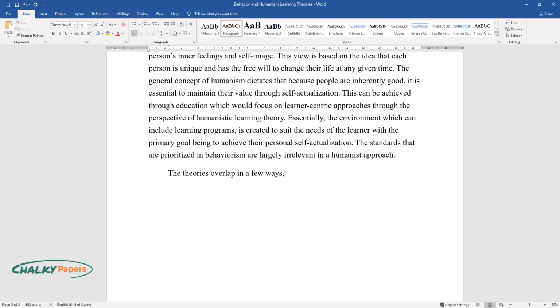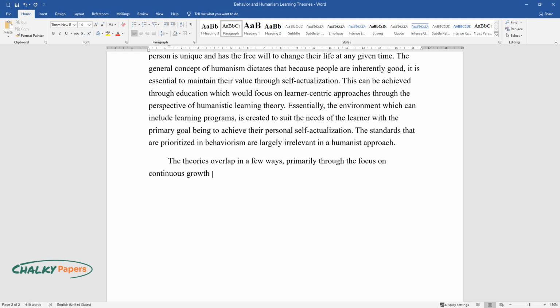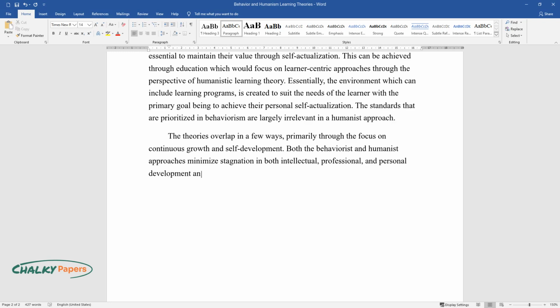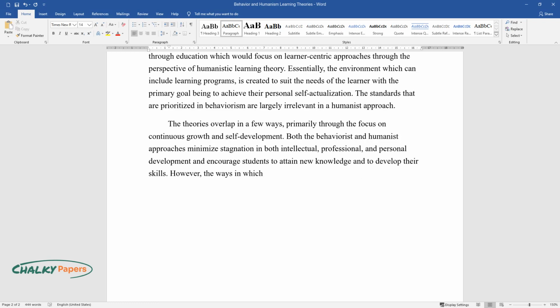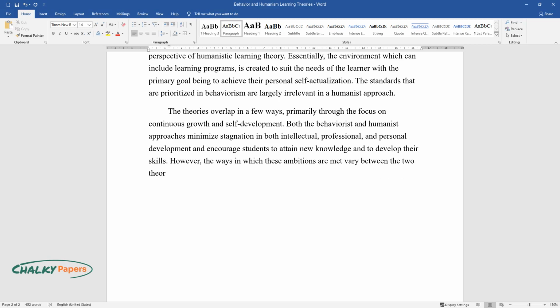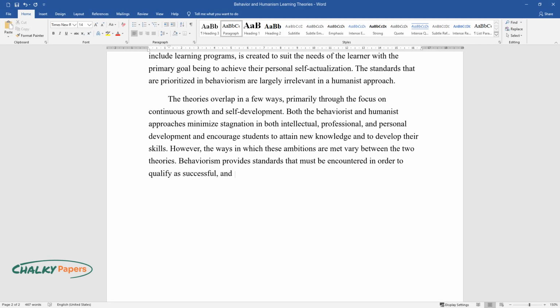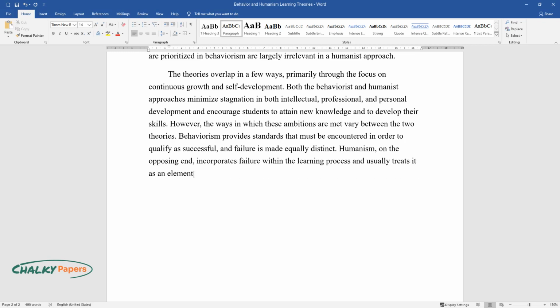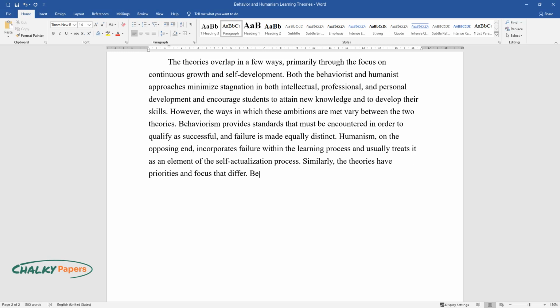The theories overlap in a few ways, primarily through the focus on continuous growth and self-development. Both the behaviorist and humanist approaches minimize stagnation in intellectual, professional, and personal development and encourage students to attain new knowledge and to develop their skills. However, the ways in which these ambitions are met vary between the two theories. Behaviorism provides standards that must be met in order to qualify as successful, and failure is made equally distinct. Humanism, on the opposing end, incorporates failure within the learning process and usually treats it as an element of the self-actualization process. Similarly, the theories have priorities and focus that differ.